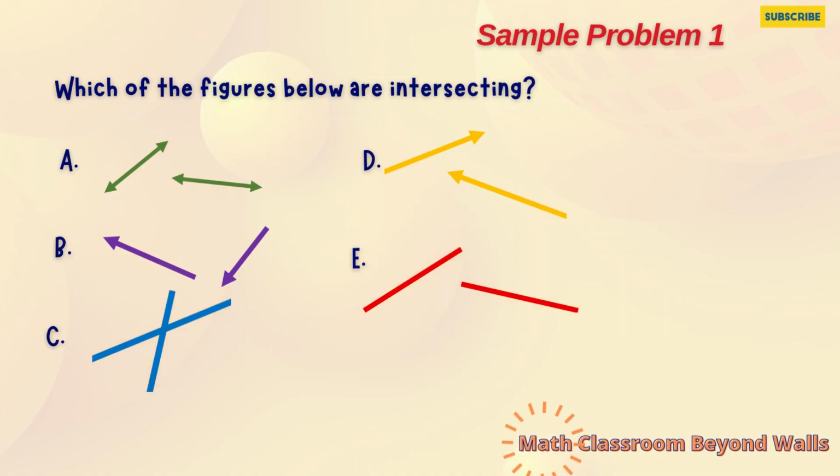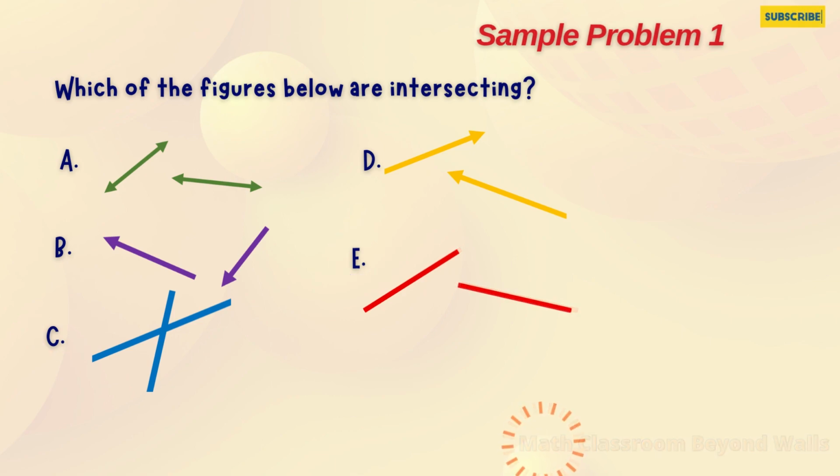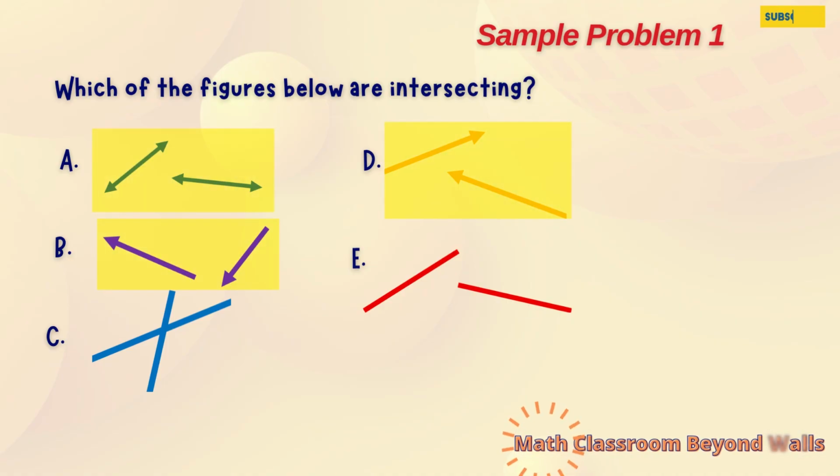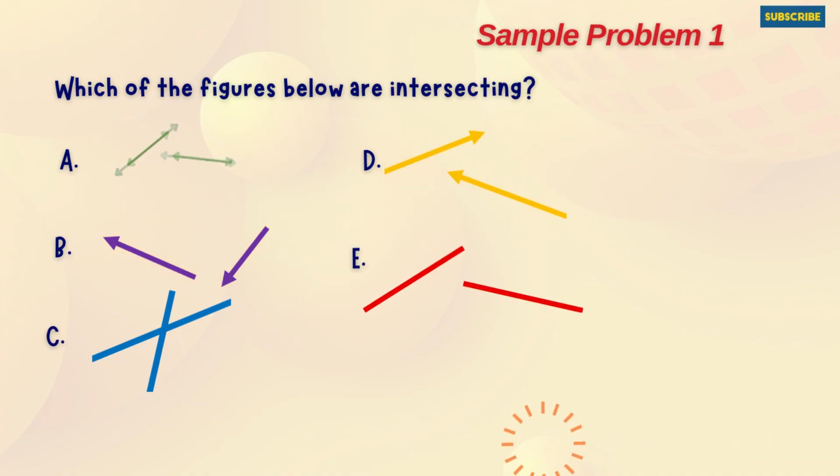Do you agree, learners? So for option C and option E, we clearly see which pair is intersecting. Now, how about those with arrows? What does the arrow suggest here, learners? You're correct. The presence of the arrow suggests that the figure does not end where the arrow is. Rather, it continues indefinitely. So, to see if they intersect, we will extend the figures. Let's do it.